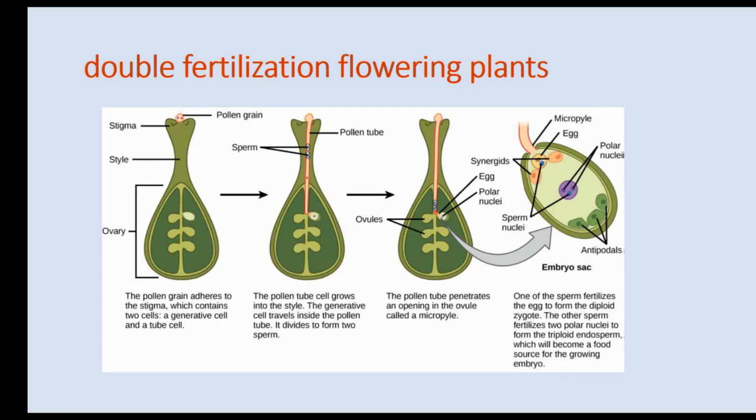And you can see here the polynuclei that I'm talking about, and the egg there being fertilized, and then there are synergids, and then there's the micropyle, which we mentioned, which is the opening of the ovule developing at this site. And that's it when it comes to the double fertilization of the flowering plants.